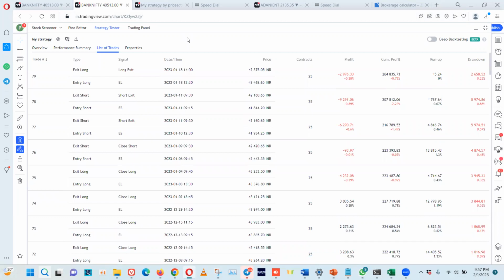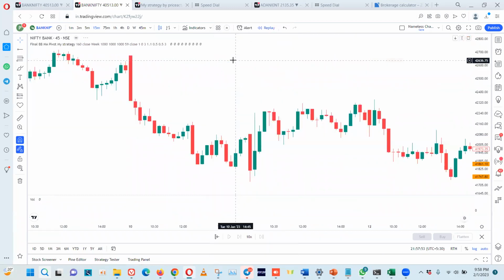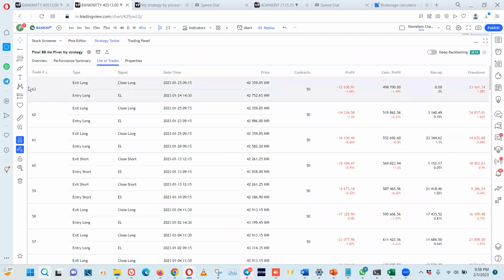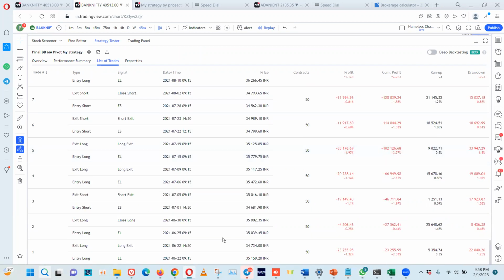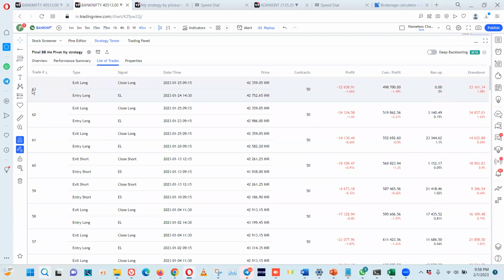Now this is the 15-minute chart for Bank Nifty. I'll show you one more: Bank Nifty 45-minute. This is the strategy tester. We have 63 trades. The profit is 4,98,000 for 2 contracts, calculated from the same duration, June 2021. Here the trades are fewer, just 63 trades. Earlier there were 79 trades, and the cumulative profit is much larger than the previous profit, right?